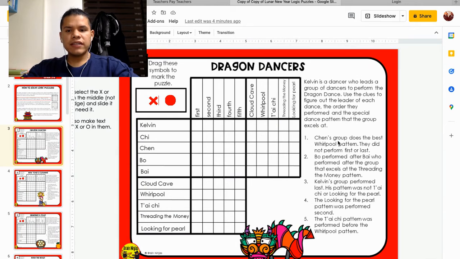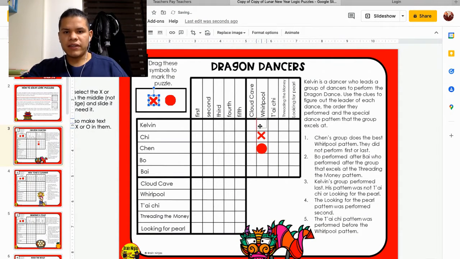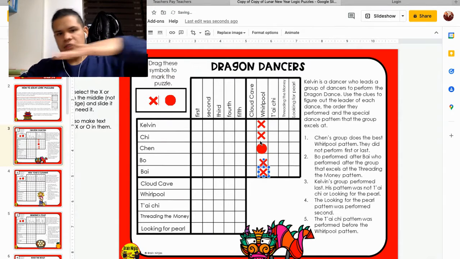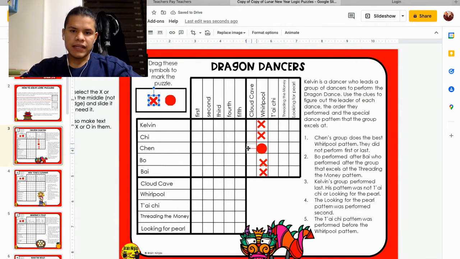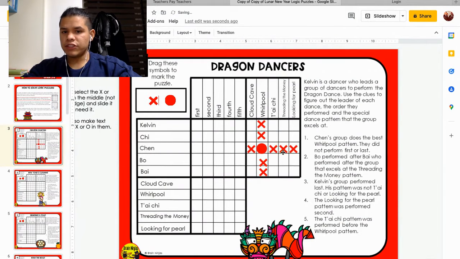Number 1, Chen's group does the best whirlpool pattern. So Chen does the best whirlpool pattern. I can put this dot right here. That is true. Remember, when we put a dot there, that means everything vertically, so up and down, is false. And everything horizontally is false as well. Now, this only applies to the grid square. So you see how this is bolded right here? It only stays within the square. Okay, now we know that Chen does the whirlpool.